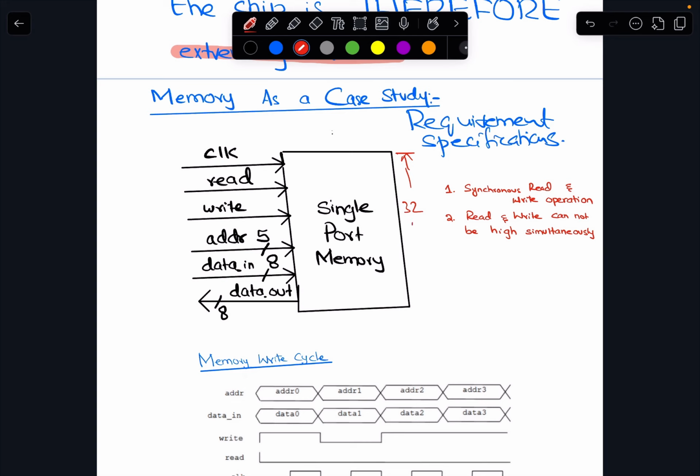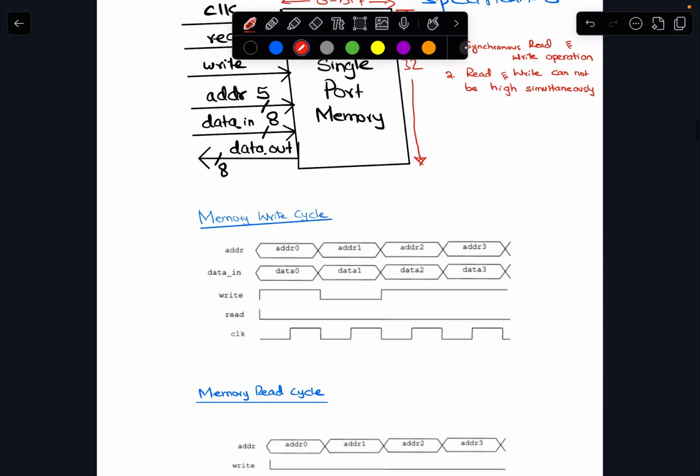In this case we have address lines of 5 bits, so it is 32 deep, and data is 8 bits, so each location is 8 bits wide. Then we can have synchronous read and write operation, and since it's a single port, we cannot have read and write be high simultaneously. So this is a constraint, and typically you will be getting the timing diagram as well.